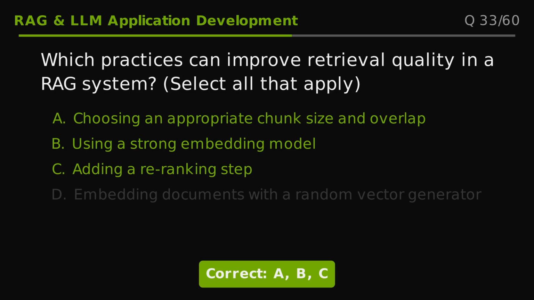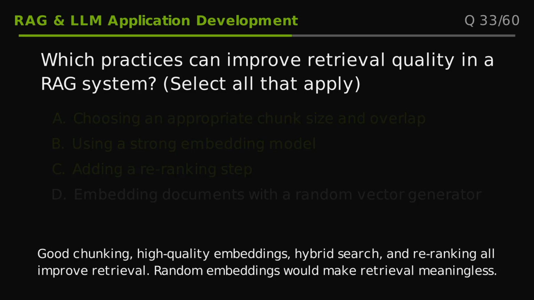The correct answers are A, B, and C. Good chunking, high quality embeddings, hybrid search, and re-ranking all improve retrieval. Random embeddings would make retrieval meaningless.